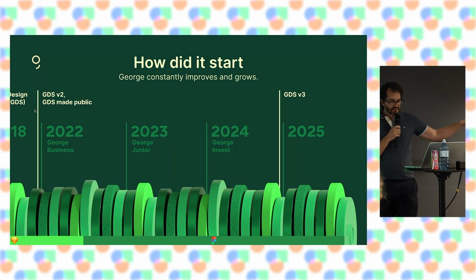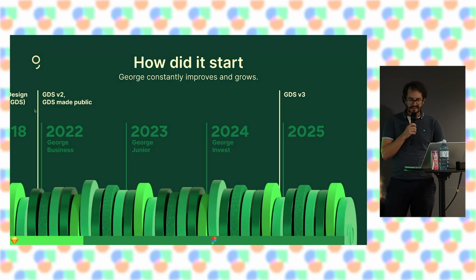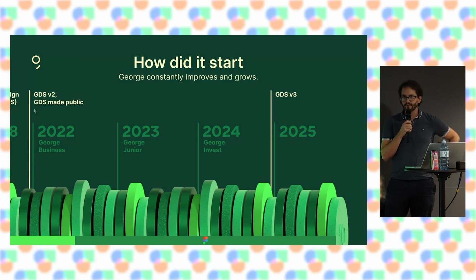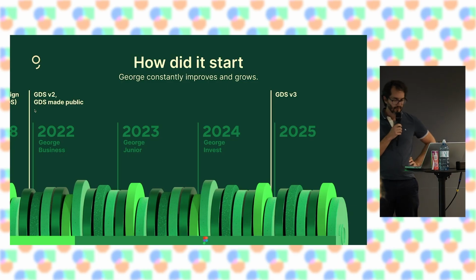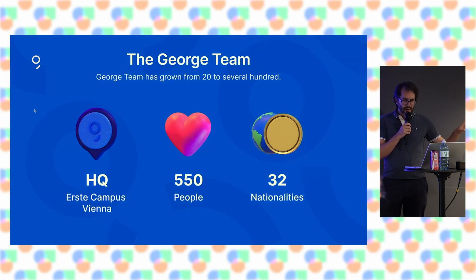Then came George Business, George Junior, and earlier this year we launched our version 3, or third iteration of the design system. The team in this innovation hub was 20 people small back in the time. Now we are more than 500. Headquarters are around the corner at Erste Campus.